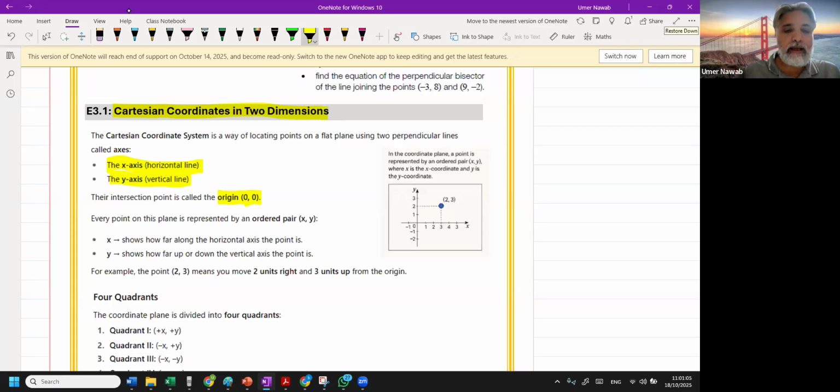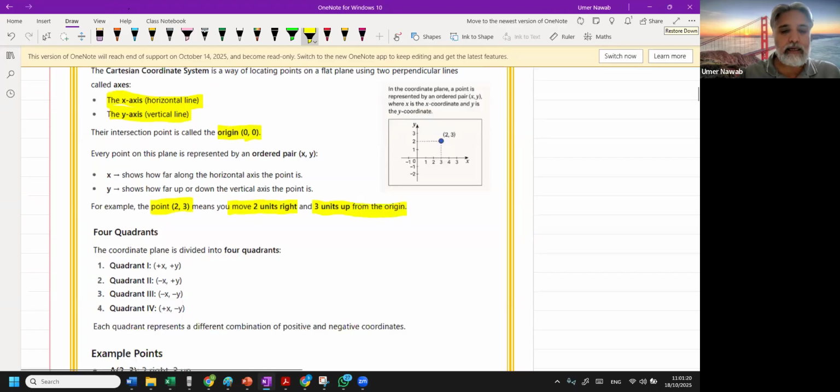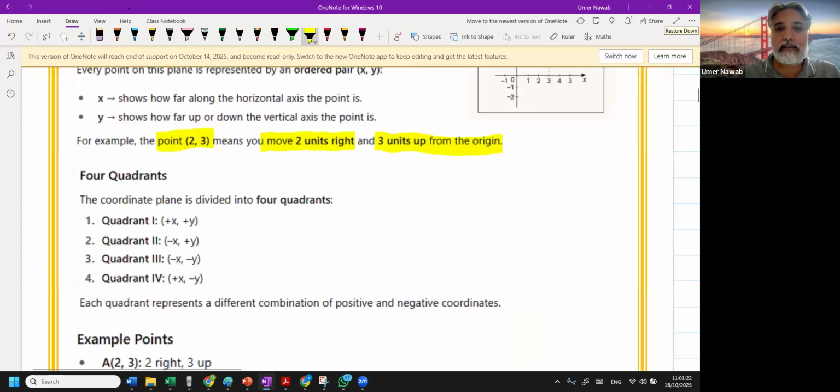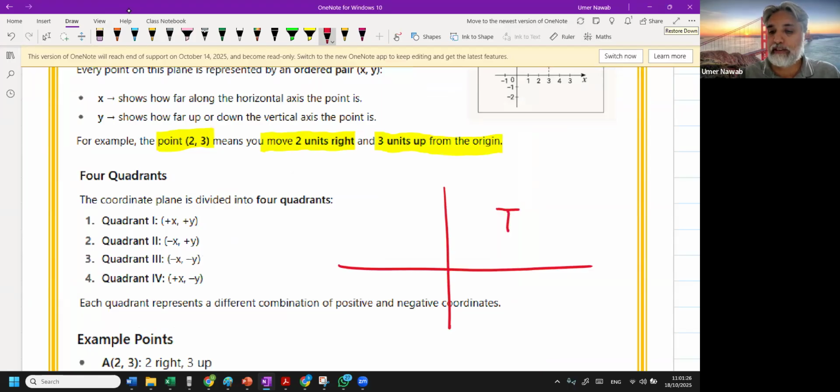Now, if I say the point (2, 3), it means that I have to move 2 units to the right from the origin and 3 units up. The rectangular coordinate plane has 4 quadrants: first quadrant, second quadrant, third quadrant, and fourth quadrant.